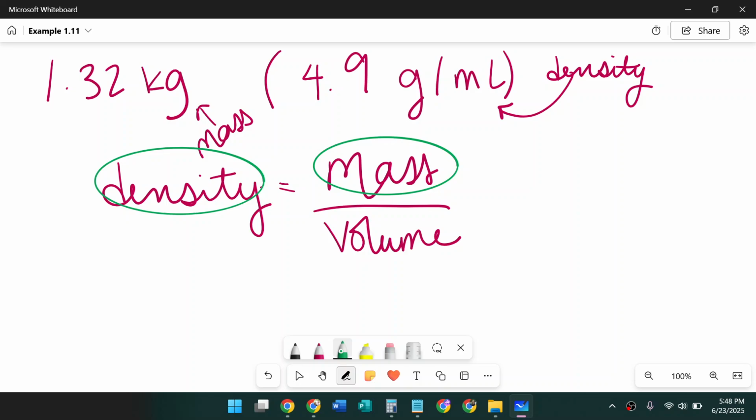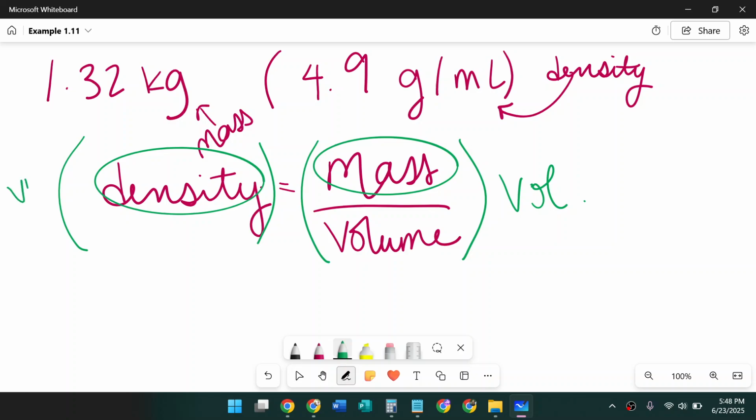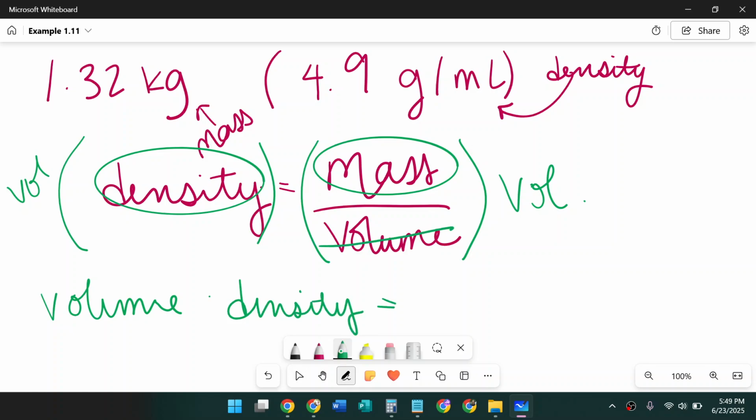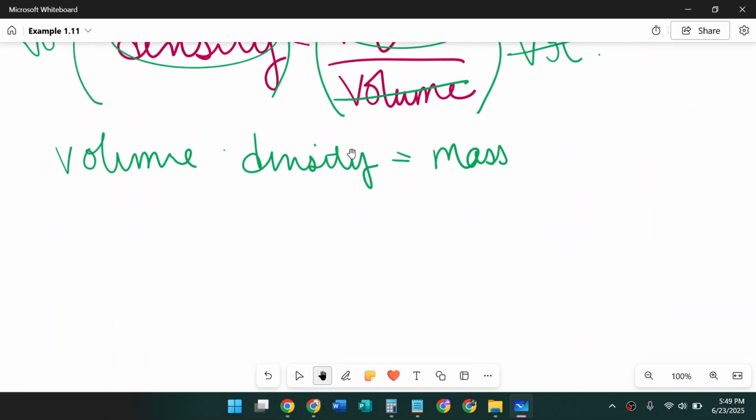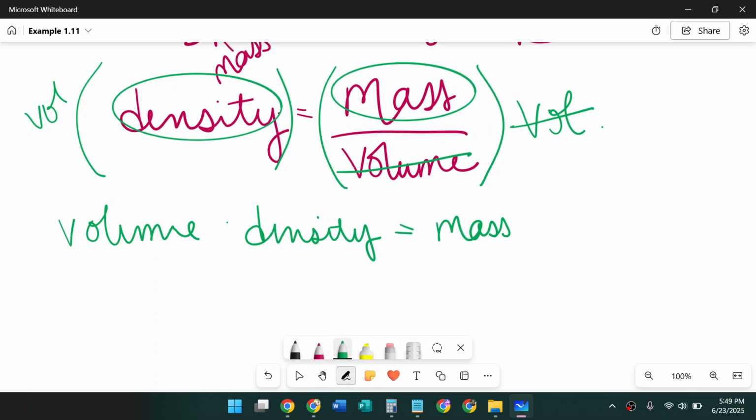So the easiest way to deal with this is to go ahead and rewrite this equation. And in case you're not very good at rewriting equations, let's do this step by step. So we're going to multiply both sides by volume. And so our new problem will say volume times density equals, volumes canceled, equals mass. But we need to get the volume by itself. So now we're going to have to divide both sides by density.